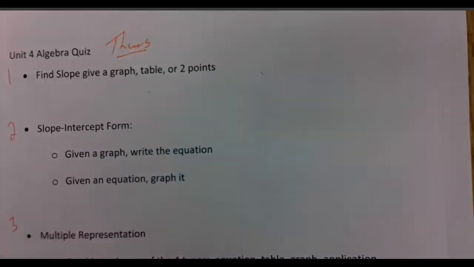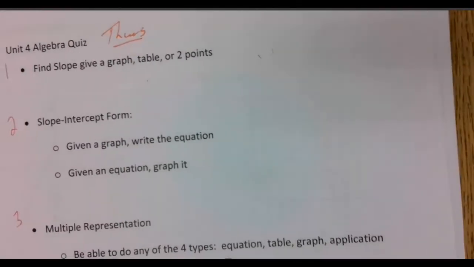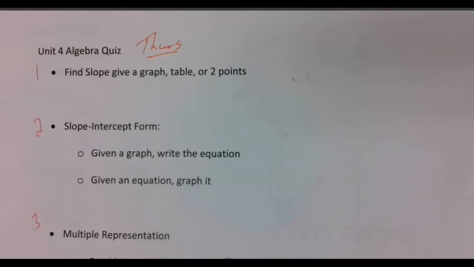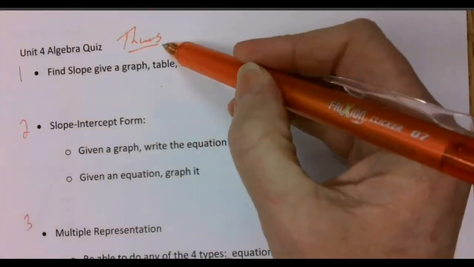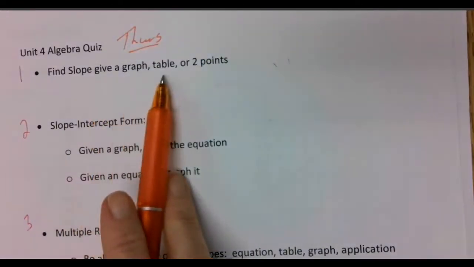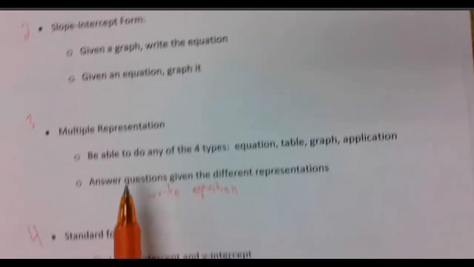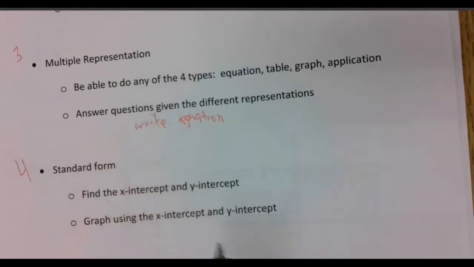Okay, guys, we talked about this last class, but this is what's going to be on the quiz, and this is all listed on last class's Schoology. So the quiz is this Thursday, and we're going to find the slope. We're going to use slope-intercept two different ways, multiple representations, and then standard form.